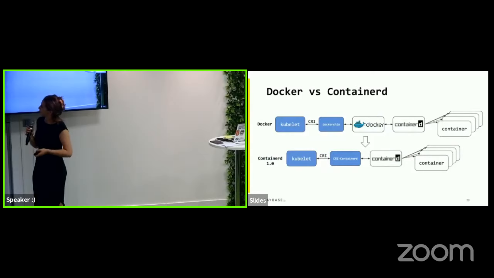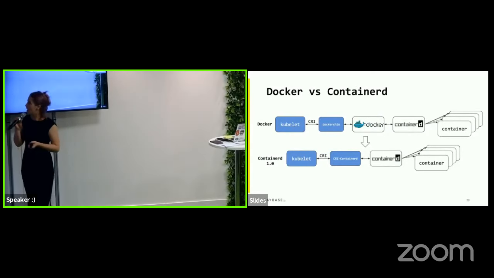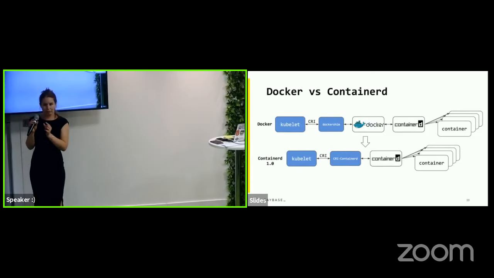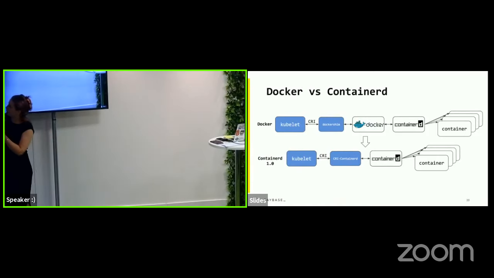So looking at Docker versus Containerd and all of the different features that they have. For Docker, you'd have the kubelet, then you have the CRI interface, then you have the Docker shim that plugs the CRI interface with the actual Docker daemon. And then you have Containerd, and then here you'll have low-level runtimes and the containers.